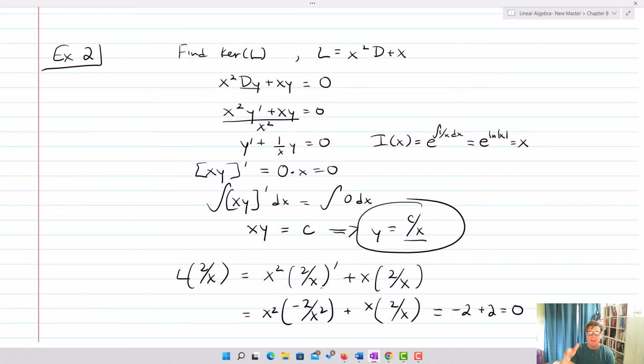By the way, to show that a vector is in fact in the kernel, what you do is you plug it into the function and see if you get 0 back. That's kind of the idea.